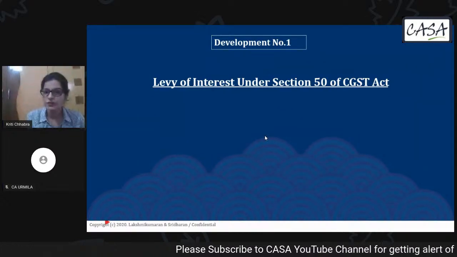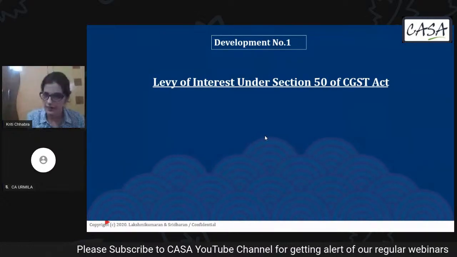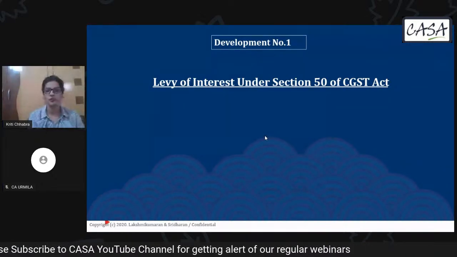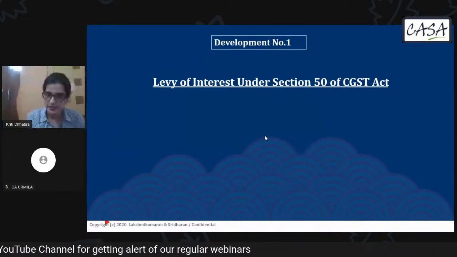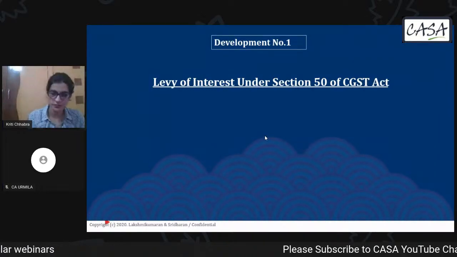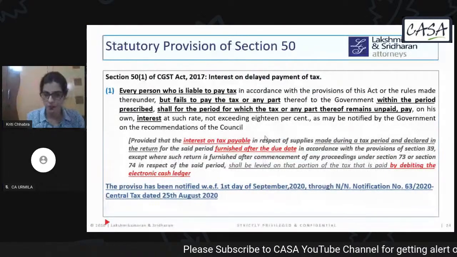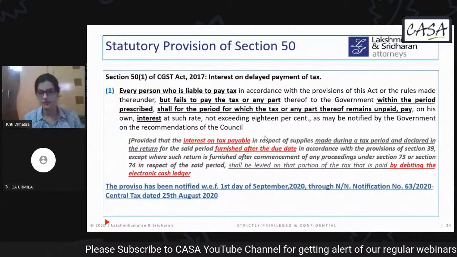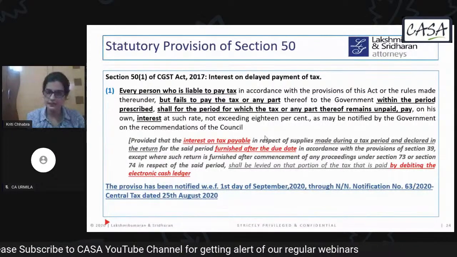Let us now move ahead to certain recent developments. So one of the most important recent developments these days is the levy of interest under Section 50 of the CGST Act. This amendment has been brought in just the day before yesterday. So what exactly is this amendment?